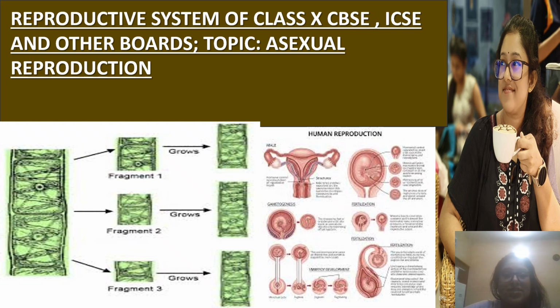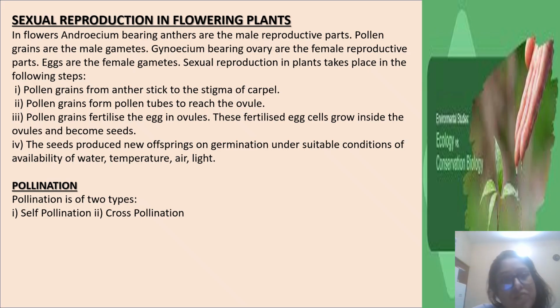Today's content is for class 10, CBSE, ICSE and other boards, unit reproduction system, and the topic is sexual reproduction in plants. Sexual reproduction in flowering plants. In flowers, androecium bearing anthers are the male reproductive parts. Pollen grains are the male gametes. Gynoecium bearing ovary are the female reproductive parts. Eggs are the female gametes.